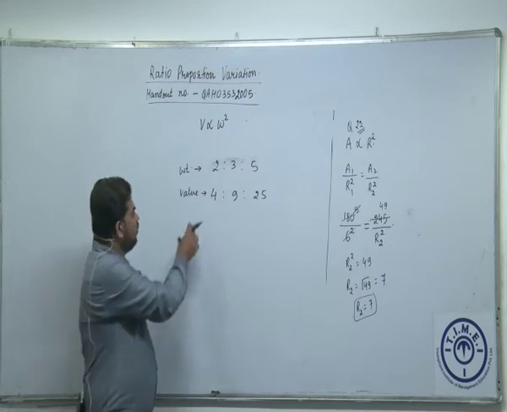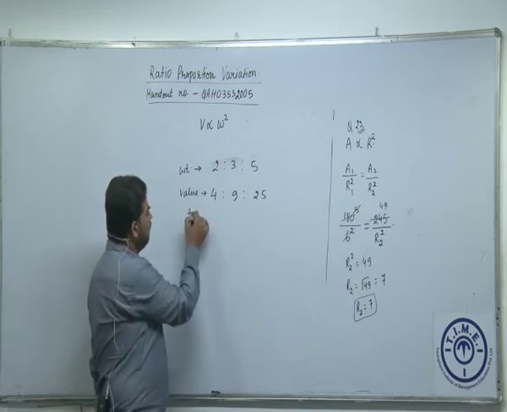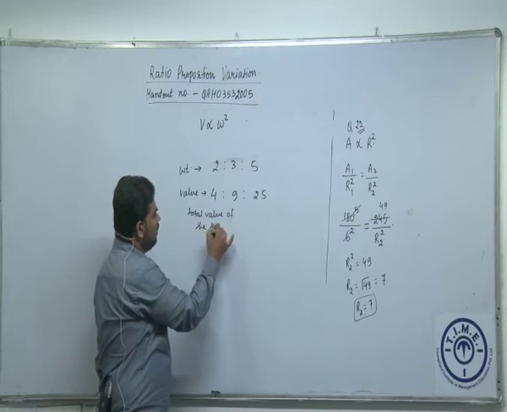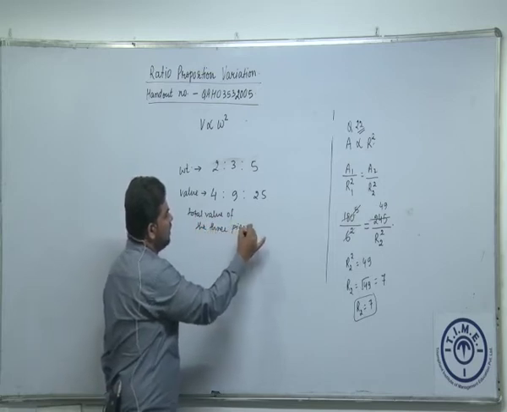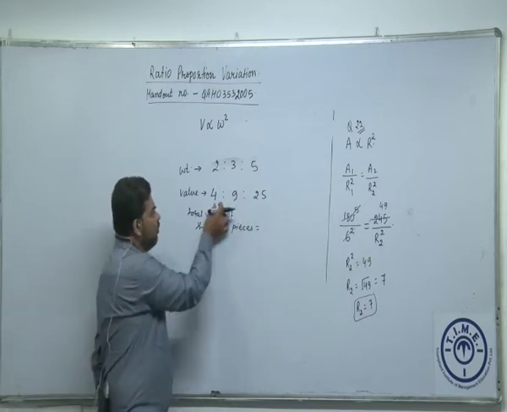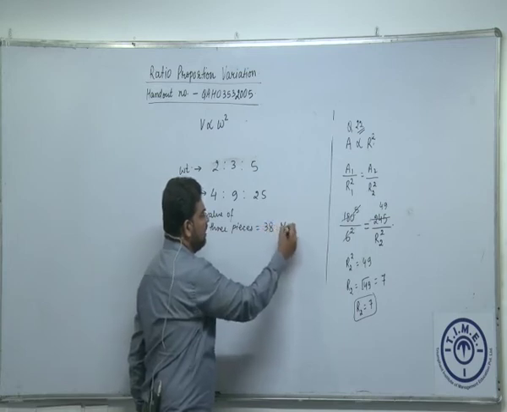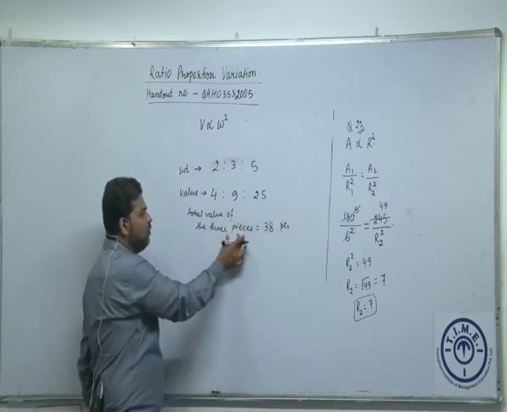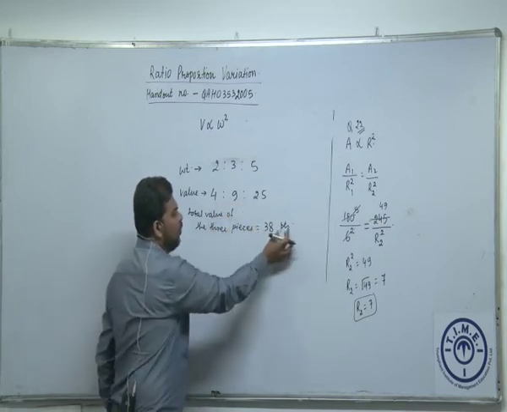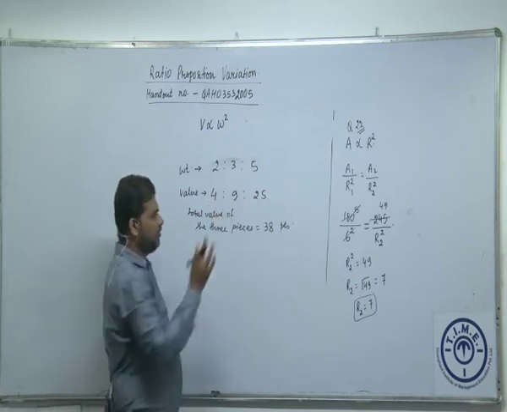So what is the total value of the 3 broken pieces in terms of ratio points? Can we say it will be 4 plus 9 plus 25? What is 4 plus 9 plus 25? It is 38. So the total value of the 3 broken pieces is equal to the sum of these 3, which is 38 points. Points means ratio points: 4 ratio points, 9 ratio points, 25 ratio points.